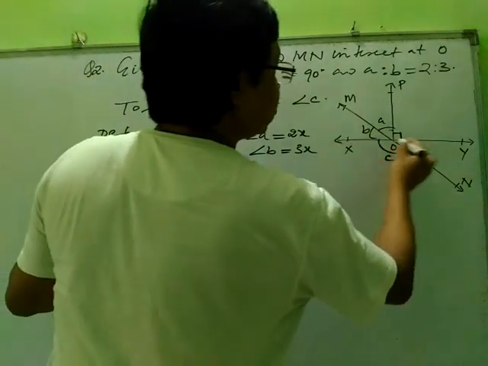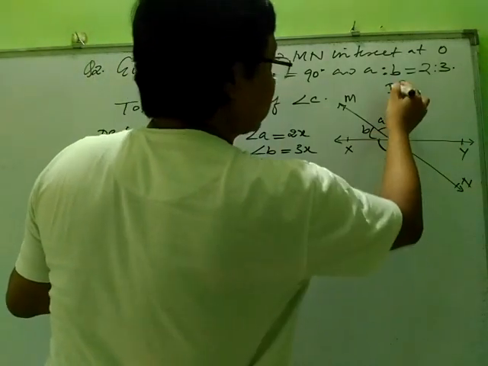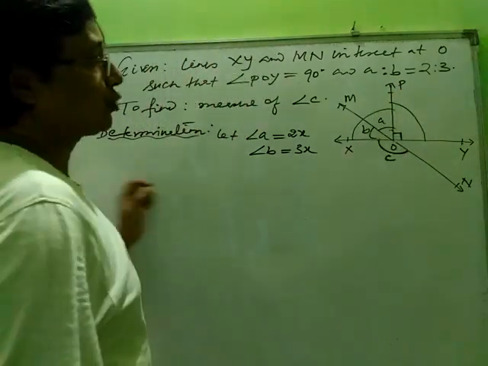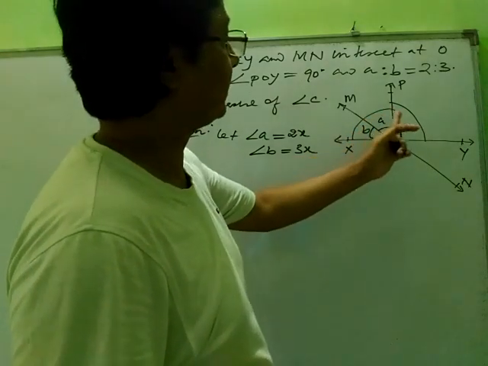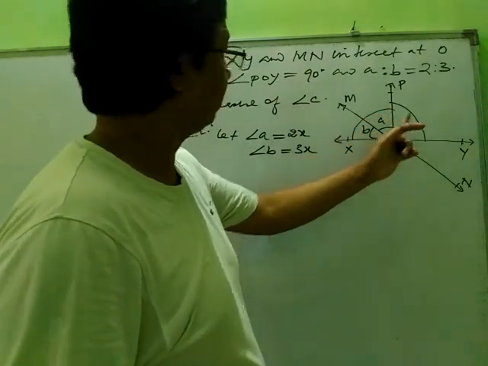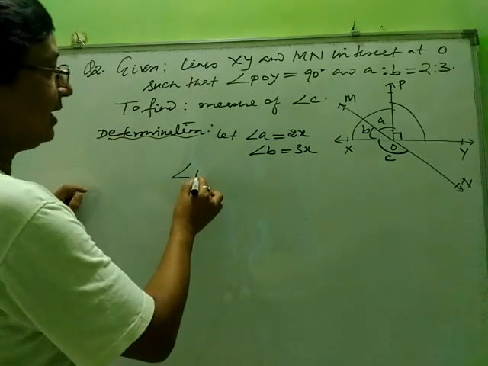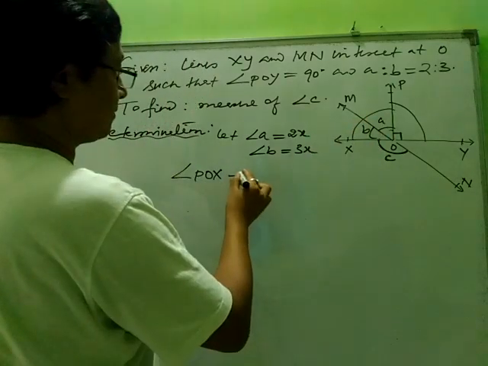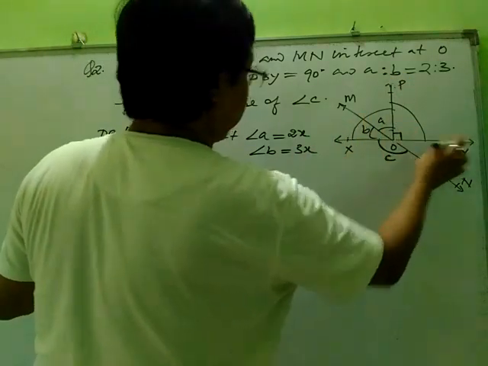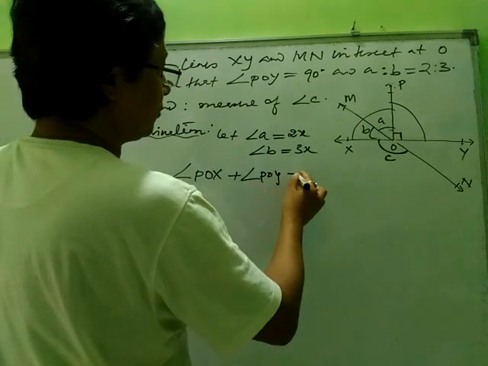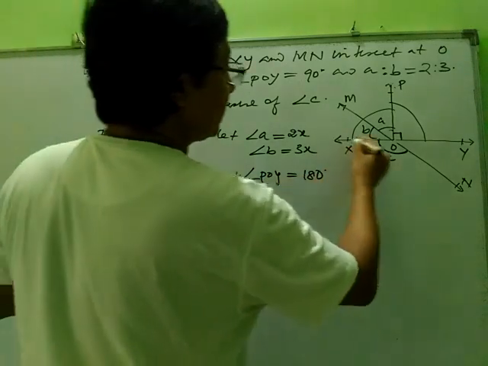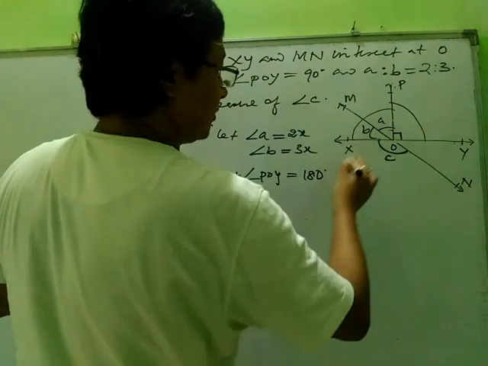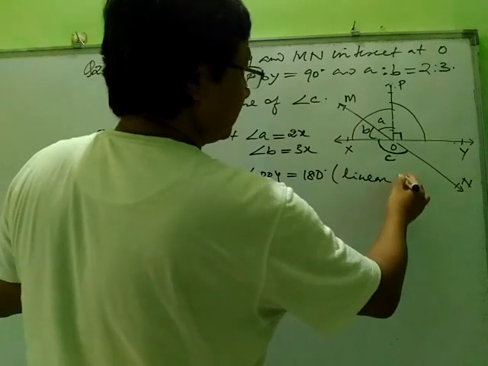Now this is the straight line and this is the ray that lies on XY. Therefore these are the adjacent angles. So these two total sum you will get 180 degrees. So angle POX plus angle POY equals 180 degrees, because this is the straight line and these two adjacent angles form the straight line. So it will be a linear pair.